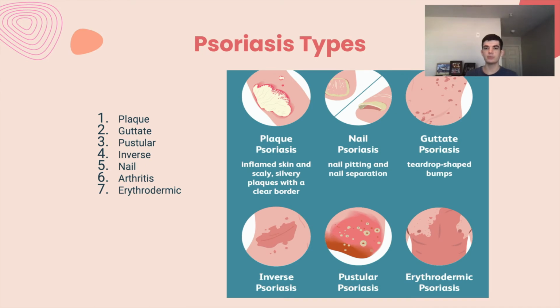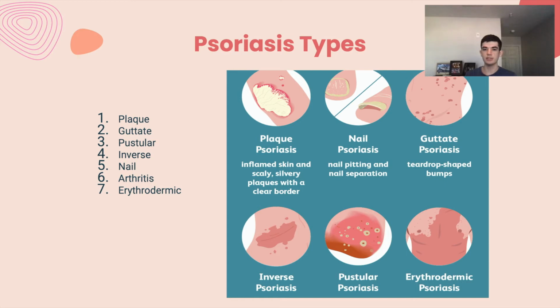There are 7 types of psoriasis. Plaque psoriasis is the most common form of psoriasis and causes stereotypical red rashes with white scales. Guttate psoriasis is a rare form of psoriasis that causes small red spots on the skin. This type usually appears in children and may go away naturally.